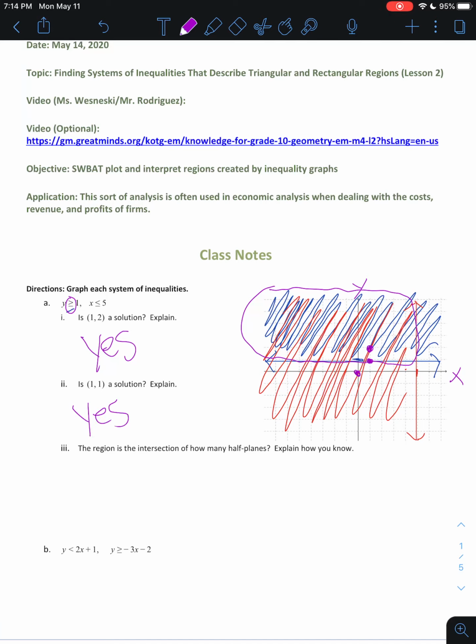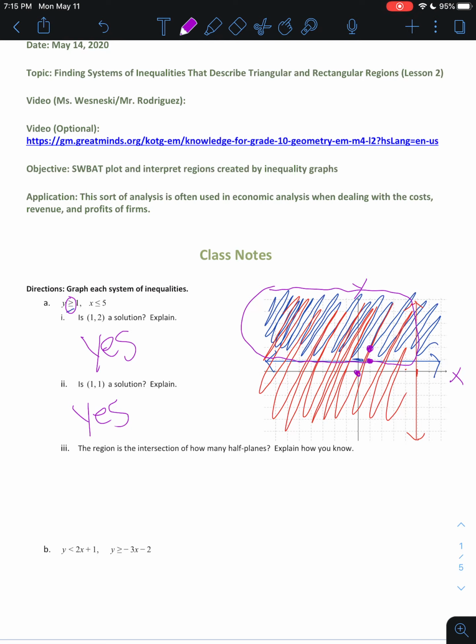If this were just greater than 1 instead of greater than or equal to, then it would not actually include that point there, because we would not be including the line itself, only everything above it. So for our little part 3 here, the region is the intersection of how many half planes?